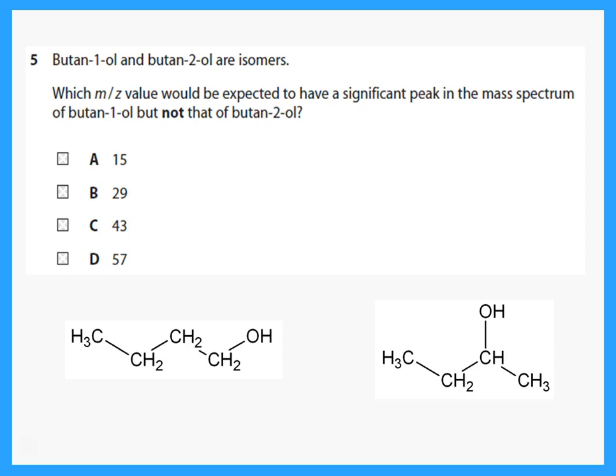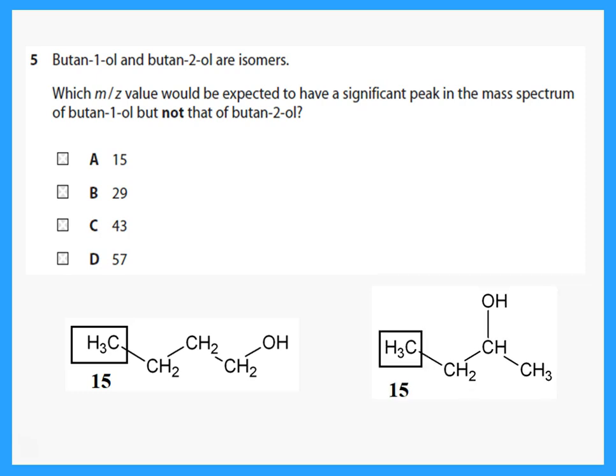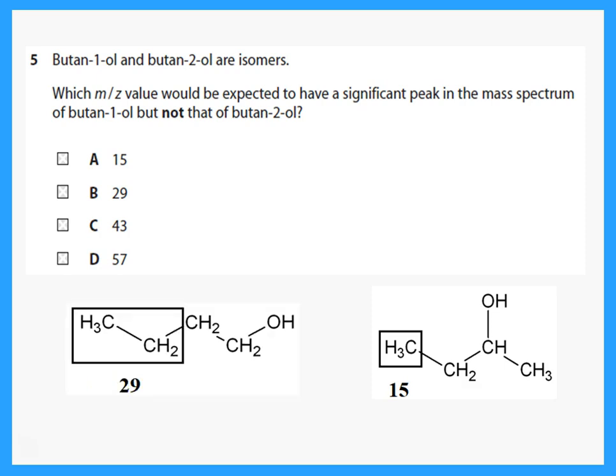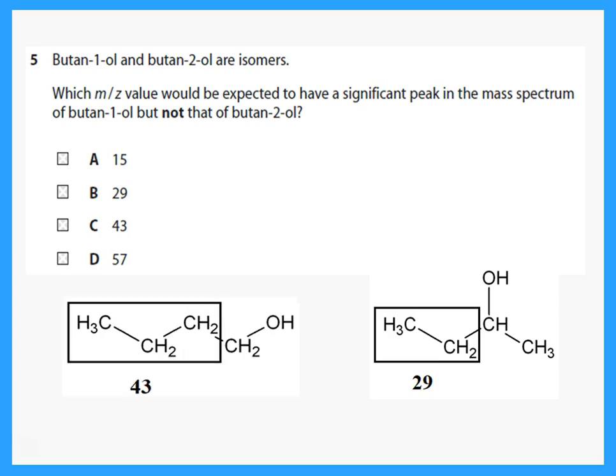For example, if I look at this part, it has a mass over charge of 15: carbon is 12 plus 3 hydrogens, that's 15. This also is present in the other isomer, so 15 is present in both. What about 29? 29 is if I take these two carbons with their hydrogens, that's another fragment. It is also present in this other one, so both of them will have a peak at 29. Now, 43 is if I have these three carbons in the butan-1-ol.